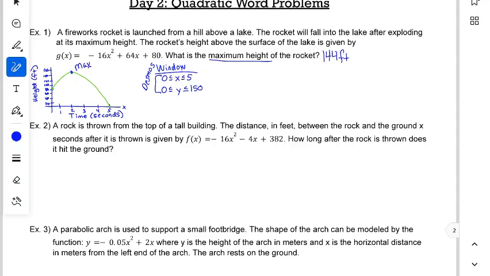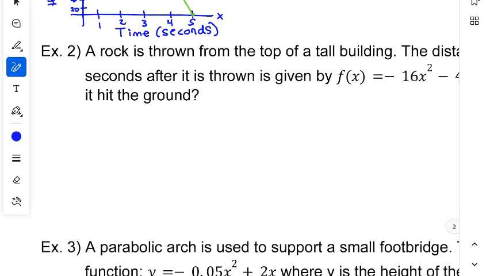A rock is thrown from the tall building. So where is it going to start? Is it going to start here on the ground? It's going to start from a tall building. It's going to start up here, and what's going to happen to it? It's going to fall down, like a parabola. So let's draw the x and y axis.